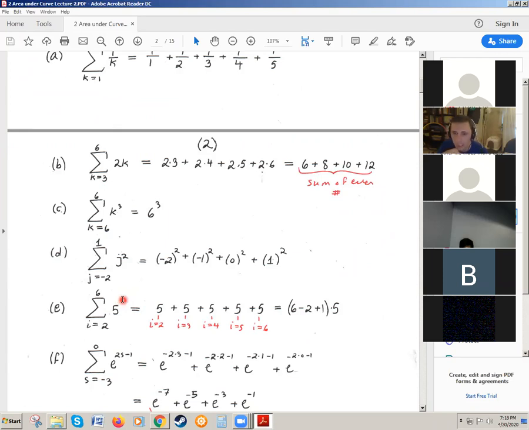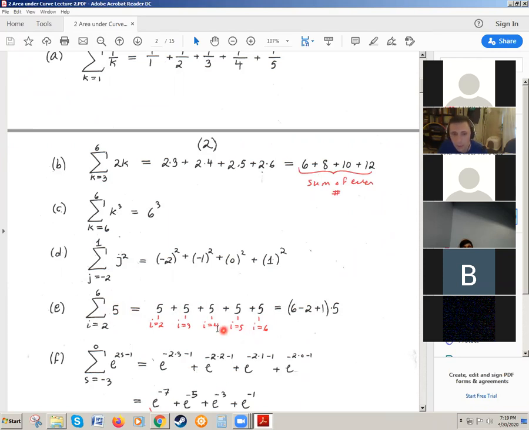So we don't add any 1 anywhere, right? This expression here is just a count. How many times have I added 5? I added 5, 6 minus 2 plus 1 times. That's the count here. 6 minus 2 is how many after I equals 2 that I added. I will explain that again.